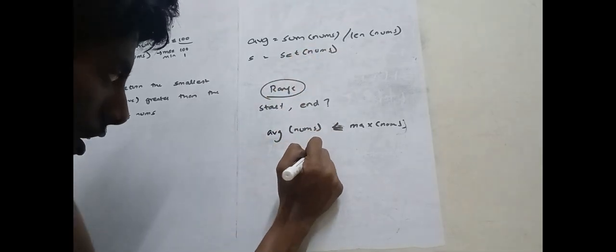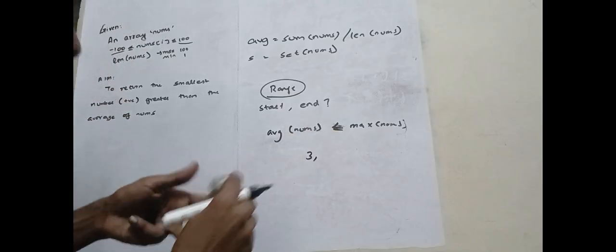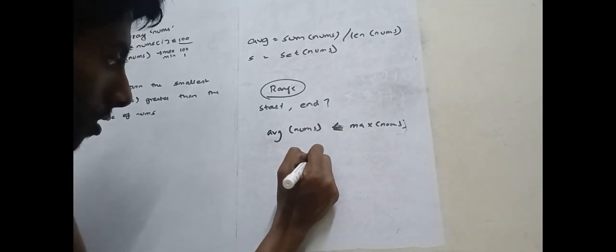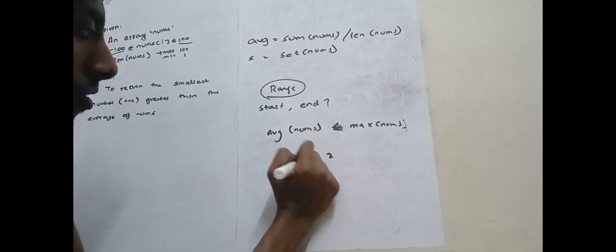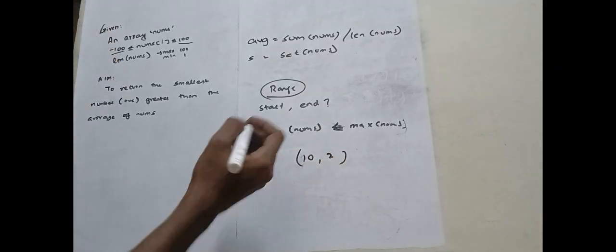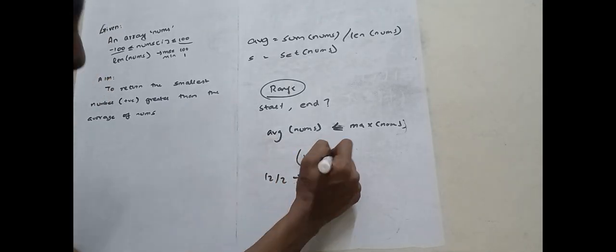Let's say you're given 10 comma 1 or 10 comma 2. So size is 2, sum is 12, so 12 by 2 gives you 6. The maximum possible value is going to be 10 when the only element is 10, because 10 by 1 gives you 10. So 100% the maximum value which you're going to get inside is going to be 10, the average.